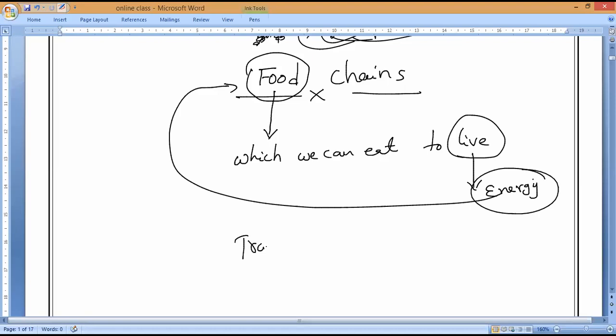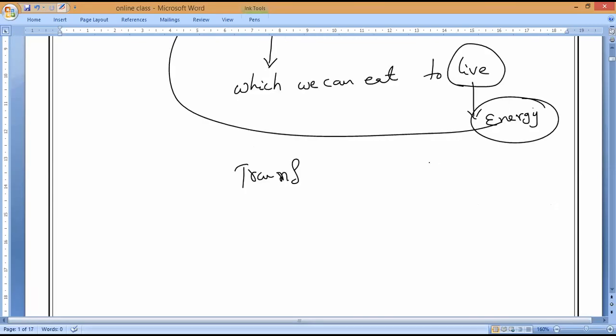As we know, the law of conservation of energy says energy can neither be created nor destroyed; it is only possible to transfer it. In the same way, whatever energy is present in the food can be transferred from one organism to another organism. This transfer of energy through food from one organism to another is what we call food chains. You understand? So now the starting point of any kind of food chain, where will it start, guys?